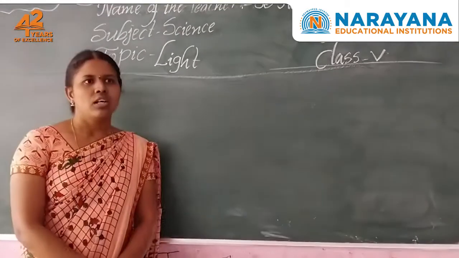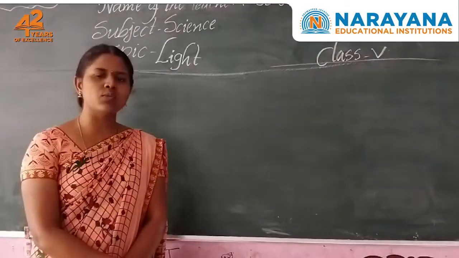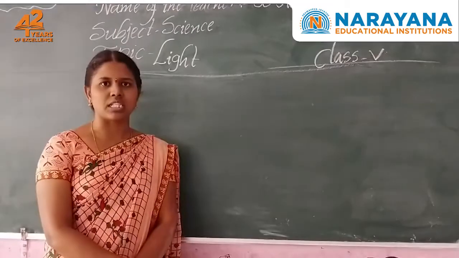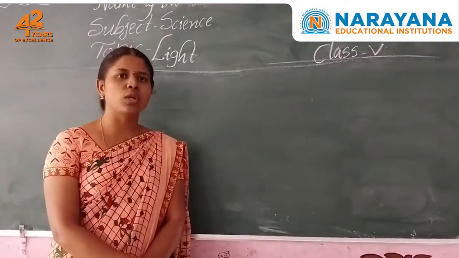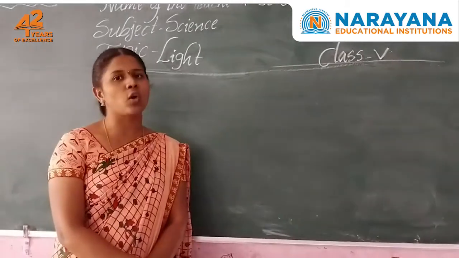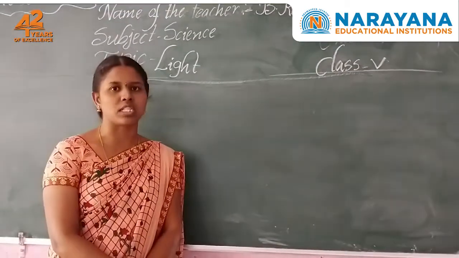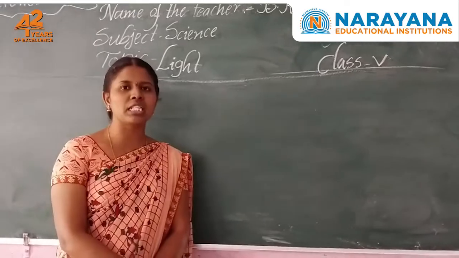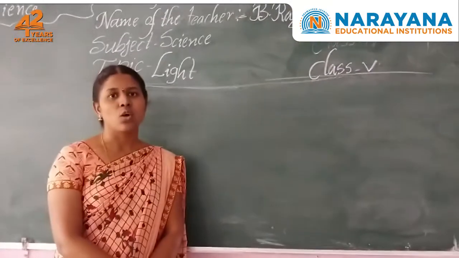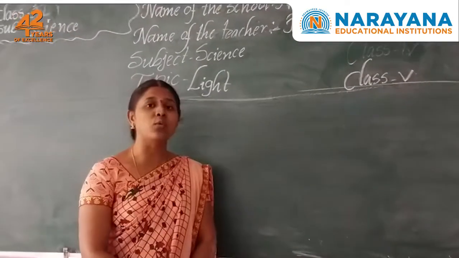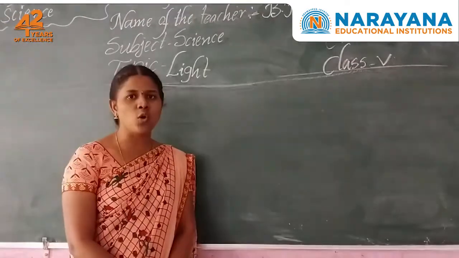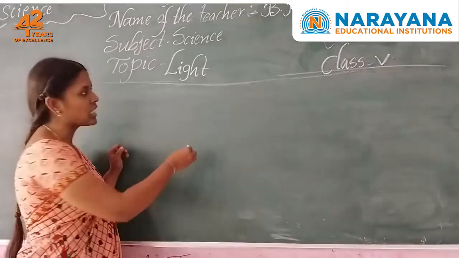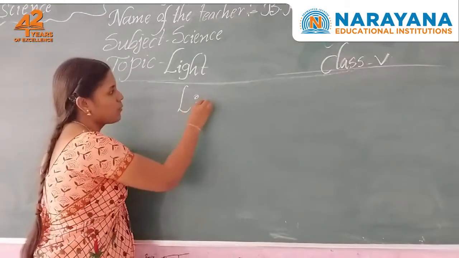Introduction. In our surroundings, we are able to see a number of things. When you close your eyes, you only see black color, and we are not able to see the things which surround us. When we open our eyes, we are able to see the things. Why are we able to see things when we open our eyes? Because of light. So the topic we are going to discuss is light.